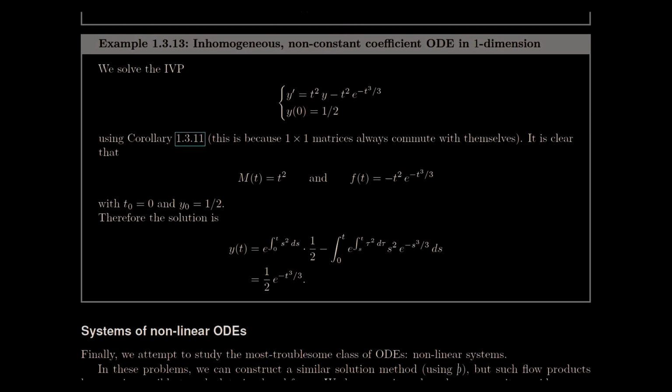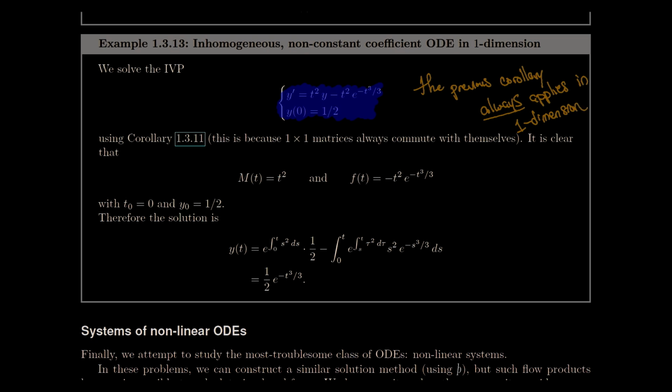We've got one more example. This example is an ODE in just one dimension. And I introduced this example because the previous corollary always applies in one dimension. That's why I've introduced this here. One dimension is our special dimension where everything is easily solvable and I can always apply that previous corollary.